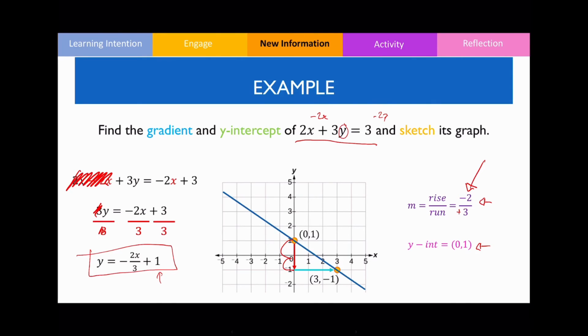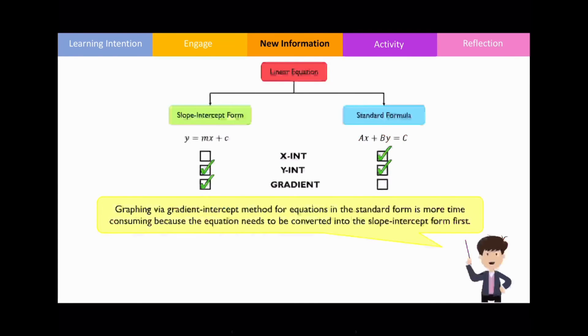And therefore, this is going to be my graph over here. Now, on this slide, I just wanted to show you again that graphing via the gradient-intercept method for equations in the standard form is a bit more time consuming, as I showed you in that example, because you had to convert it into the slope-intercept form, and based off that, you can have your gradient as well as a y-intercept for you to actually sketch it, okay?